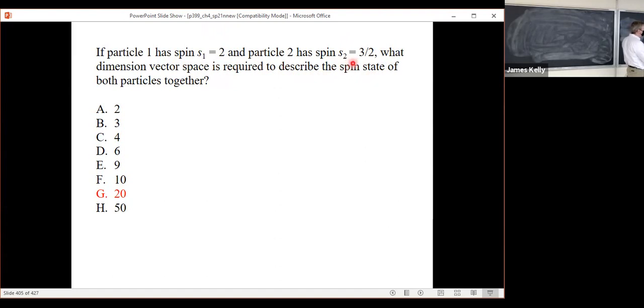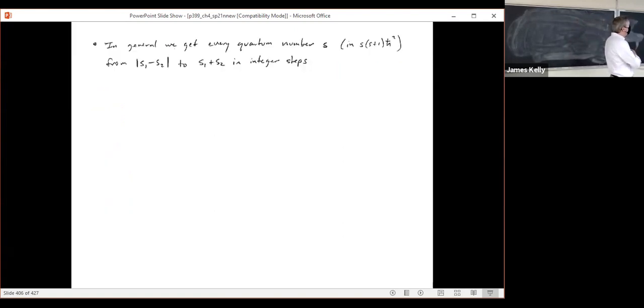Could be 3 halves, 1 half, -1 half, or -3 halves, right? Going down by integers for the M sub S quantum number. So that's 4 for particle 2. And that means we have 5 choices for particle 1, 4 for particle 2, and so 20 choices for all of them, right? So the dimension of that space is 20.